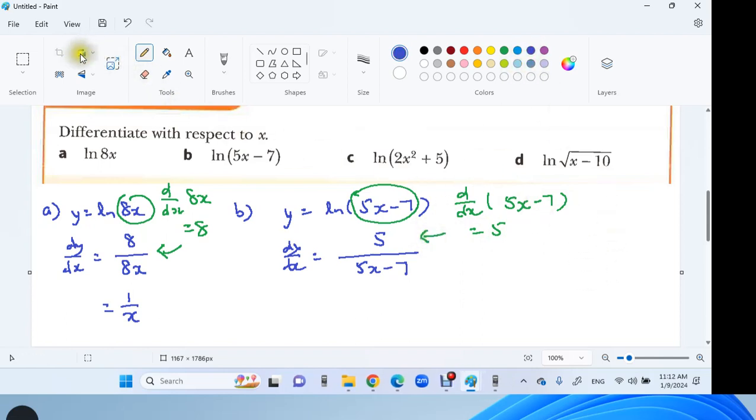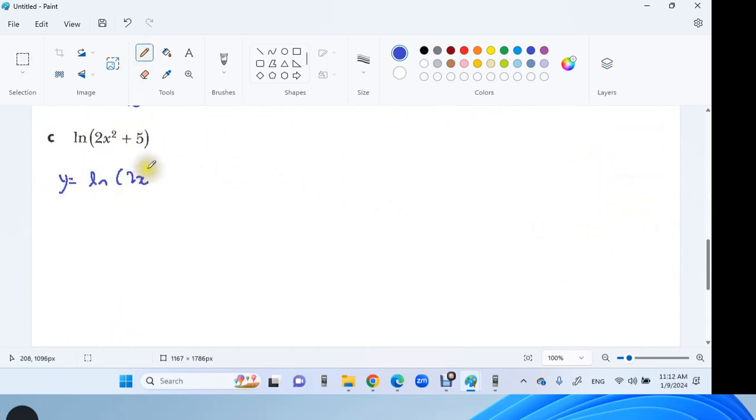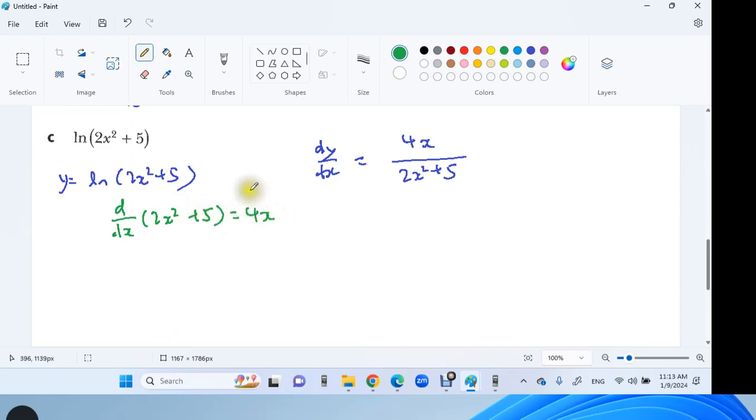Okay, so C, we have y equal to ln of 2x squared plus 5. Then the dy dx will be over 2x squared plus 5. Then we have the 4x. Okay, why? Because we have the differentiation for the 2x squared plus 5 is equal to 4x.